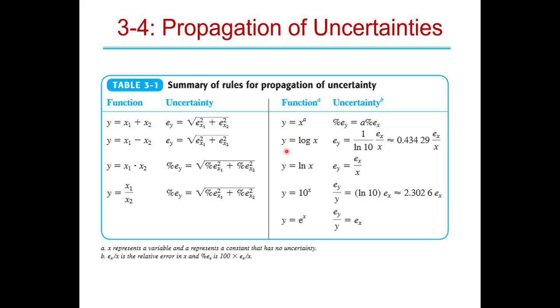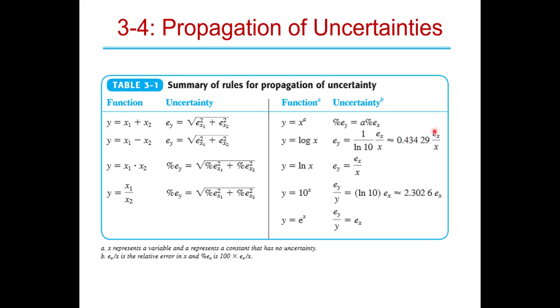What if you get y by taking the logarithm of some measured value x? Well, we can figure out the absolute uncertainty in y by taking this formula, and this number right here is basically an approximation to 1 over the natural logarithm of 10, and so out to 5 decimal places, it's 0.43429. Then we're going to multiply that by the absolute uncertainty in x, and then we're going to divide it by x, the actual measured value.